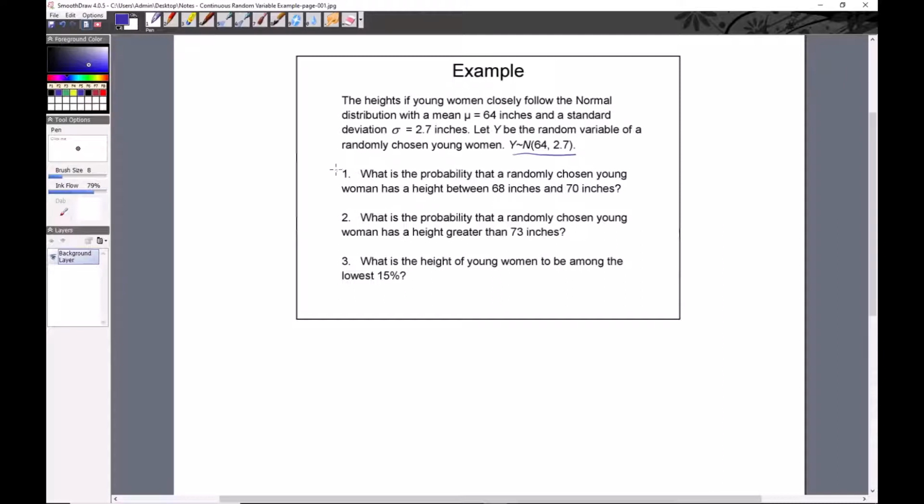So we're going to do 3 things. We're going to determine the probability that a randomly chosen young woman has a height between 68 inches and 70, that she's greater than 73 inches. And then we're going to do some back standardizing on the third one.